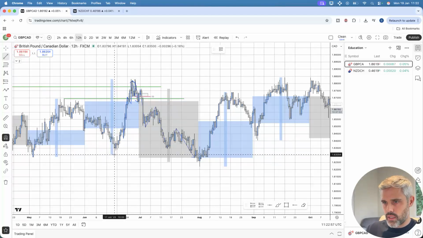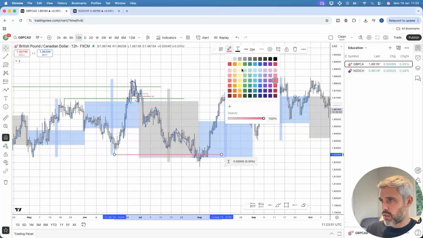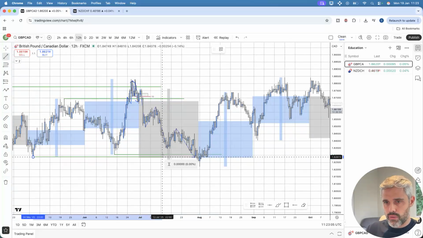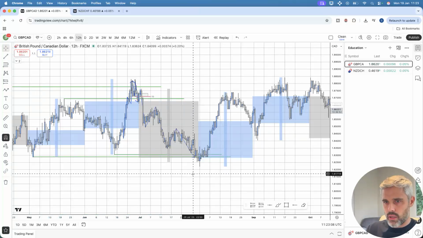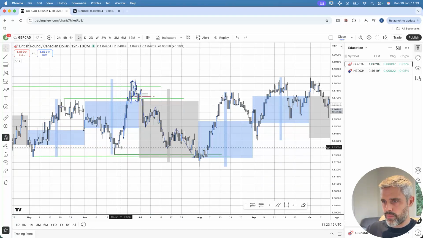And what price does is liquidate again pockets of external range liquidity. So we have this area here and this monthly low.